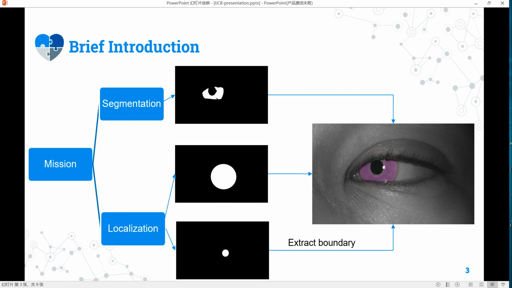The effect of simultaneous segmentation and position is on the right, which is the result image we achieved. The pink-purple part is the iris segmentation result, and the two circles are the position results.